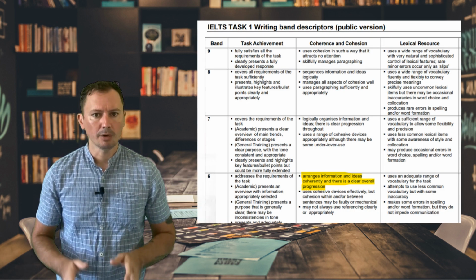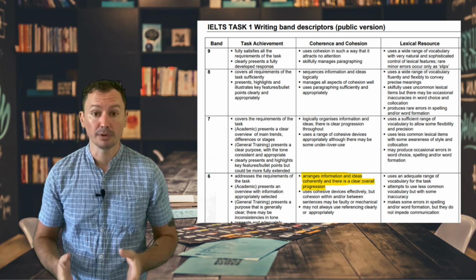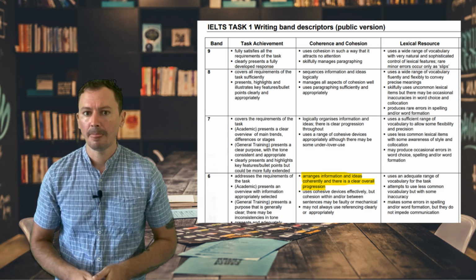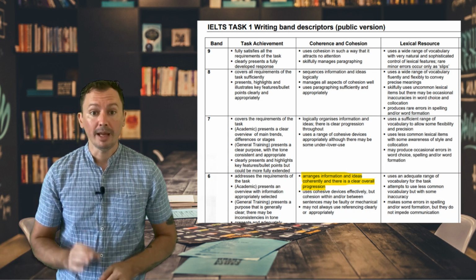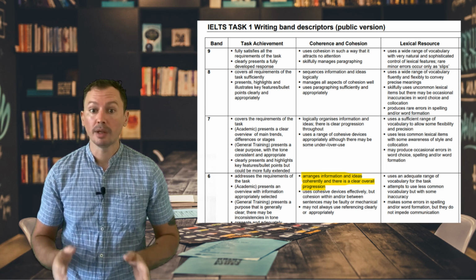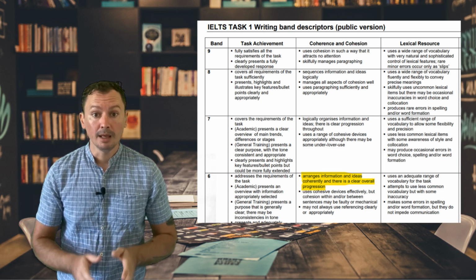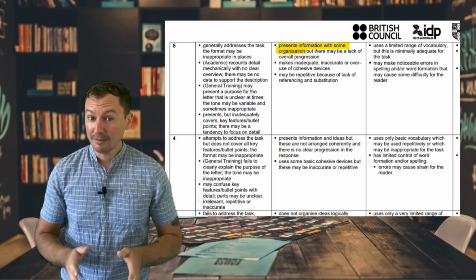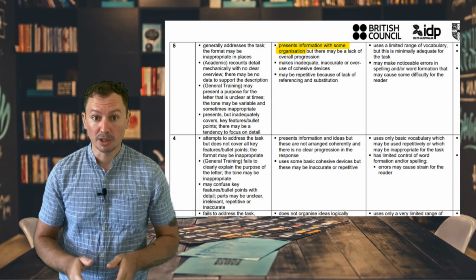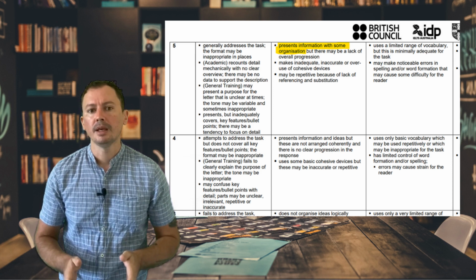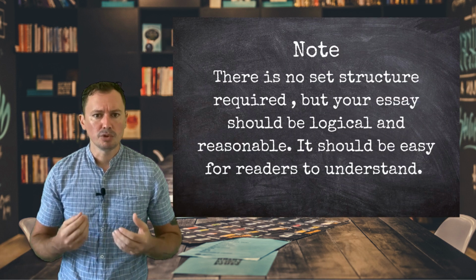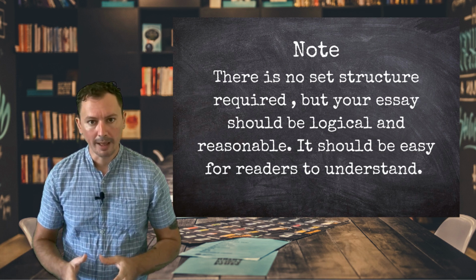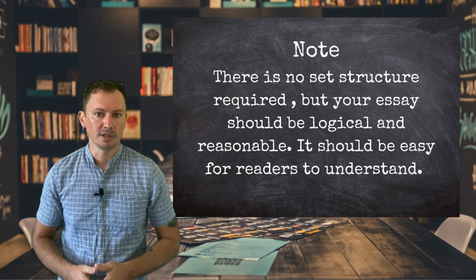Most importantly, in order to get even a band 6 for coherence and cohesion, which is the part most affected by structure, you need to, quote, arrange information and ideas coherently, and there should be a clear overall progression. To get even band 5, your essay must present information with some organization. This means that the information you choose to describe should be put into an essay in a logical and reasonable way, which is easy for your reader to understand.